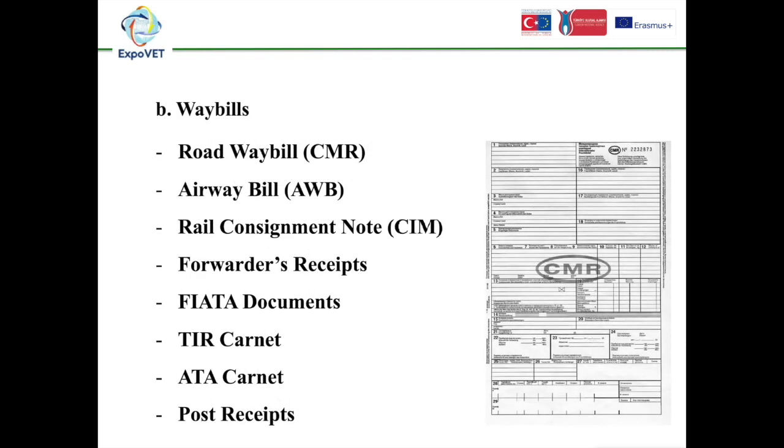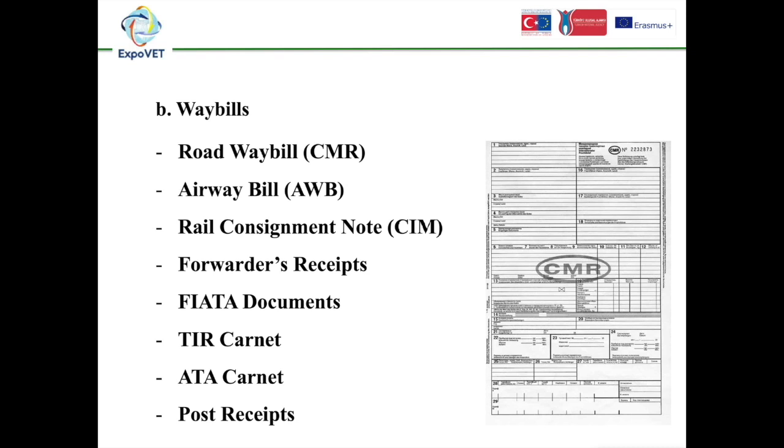Other waybills are as follows. Road waybill, CMR. This document, also called the truck bill of lading, is a transportation document issued in accordance with the CMR, Convention on the Contract for the International Carriage of Goods by Road, in international transportation by truck. Within the scope of this agreement, a contract is signed between the sender, carrier, and receiver regarding the responsibilities and obligations in case of damage, loss, and delay that may occur to the goods during the transportation of the goods between the member countries of the agreement.